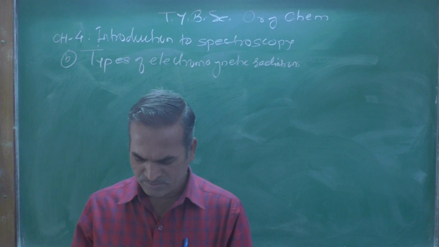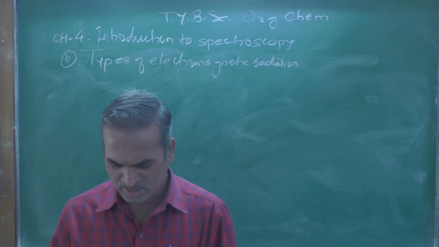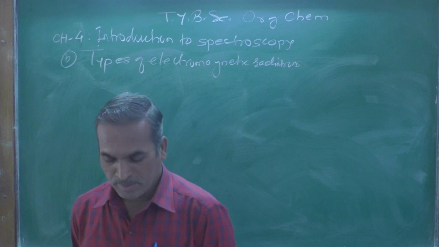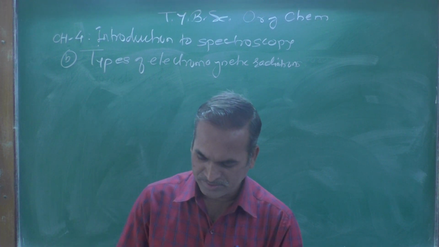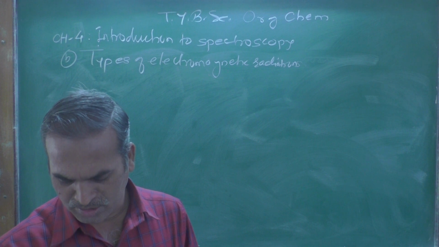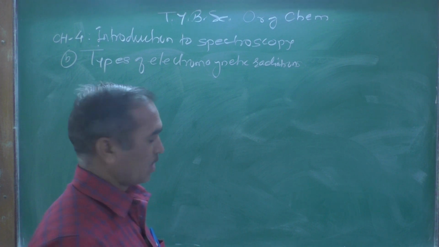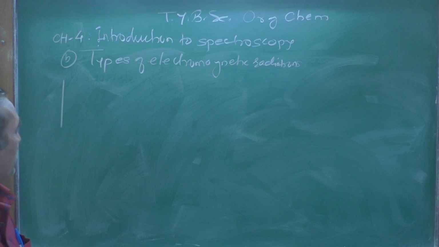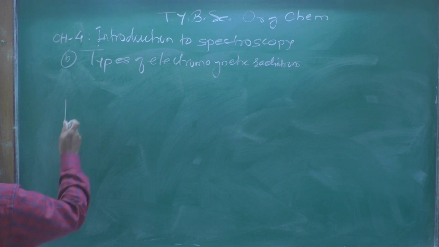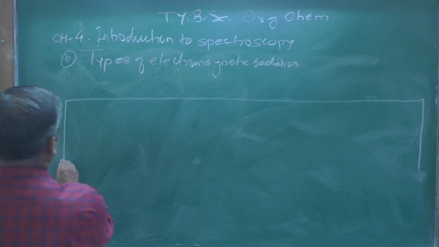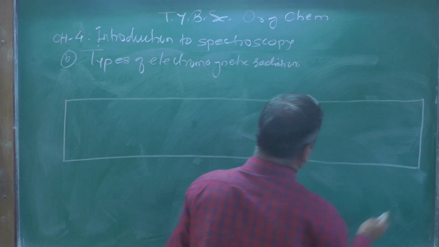The electromagnetic radiations are classified on the basis of their wavelength or energy into different categories. Remember, the electromagnetic radiations are classified on the basis of wavelength or energy into different categories. Now let's see one chart I am drawing here. Look at this chart carefully, then you can remember.